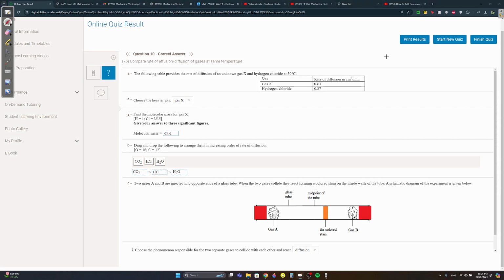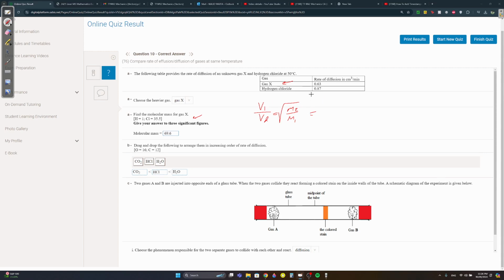Choose the heavier gas. The last time this came in a CA last year, it was wrong. The question had a mistake in it. Here, which one is the heavier gas? Of course, the one with the lower rate of diffusion, so gas X. Find the molecular mass for gas X. For this question, you do V1 over V2 equals radical M2 over M1. I think I've solved this question on my channel now 8 times.